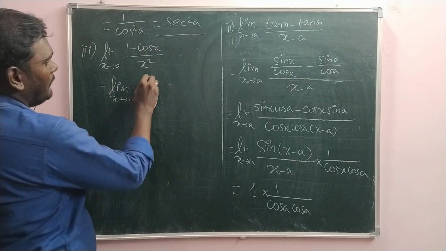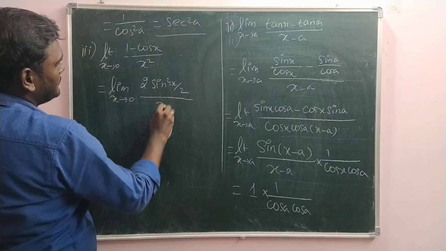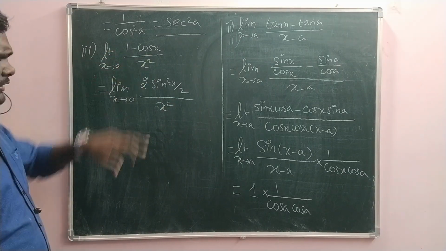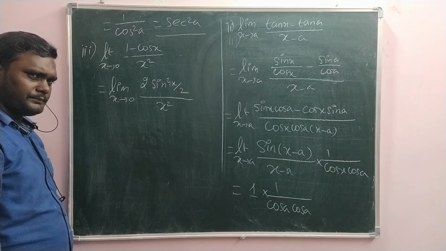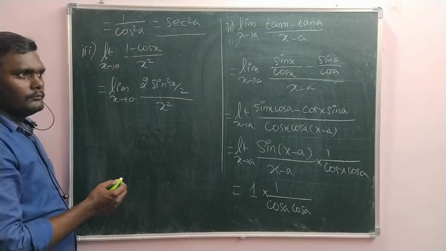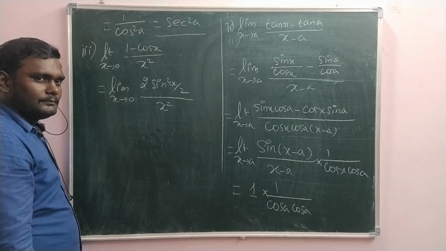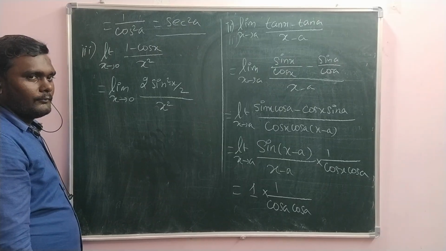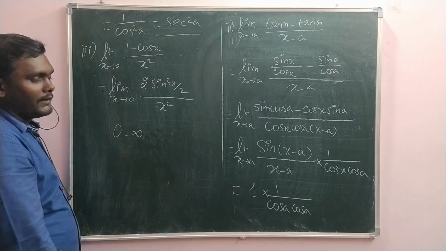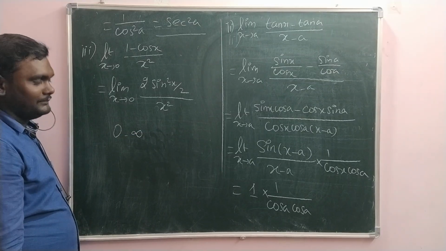One minus cos x, we have a formula: 2 sin square x by 2. You remember this one? 1 minus cos x is 2 sin square x by 2. Then what about the remaining x? 0 into infinity. In this case you will get indeterminate forms.